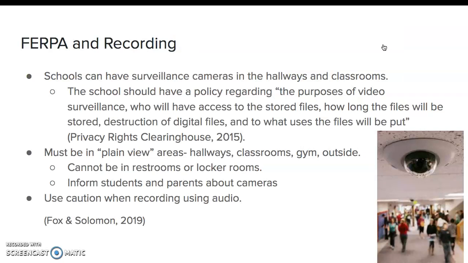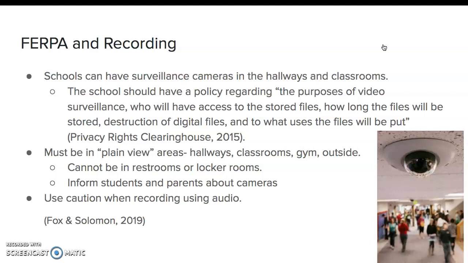FERPA and school recording or surveillance. Schools can have surveillance cameras in the hallways and classrooms. We need to make sure we have a policy regarding the purpose of the video surveillance, who will have access to the stored files, how long the files will be stored, how we will destroy the files, and what uses the files will be put to. So making sure we have those appropriate policies.